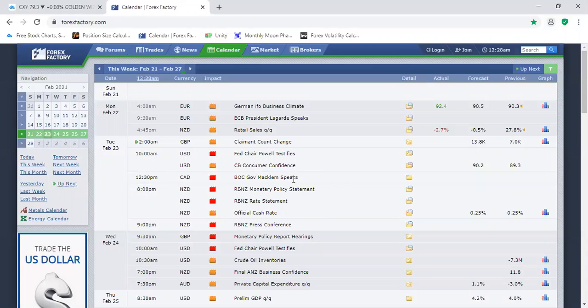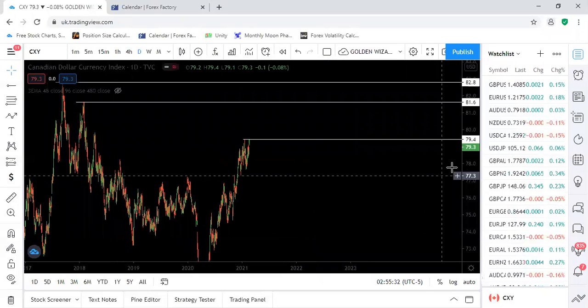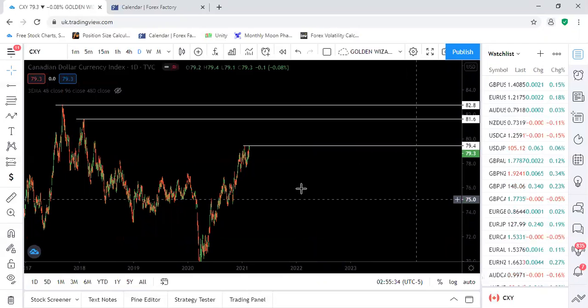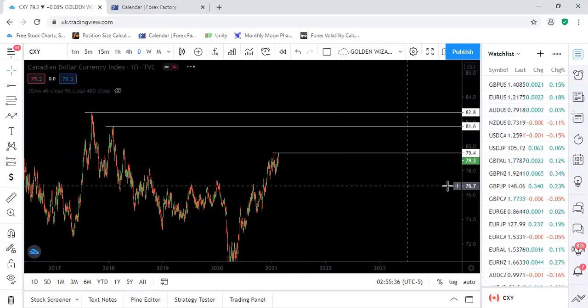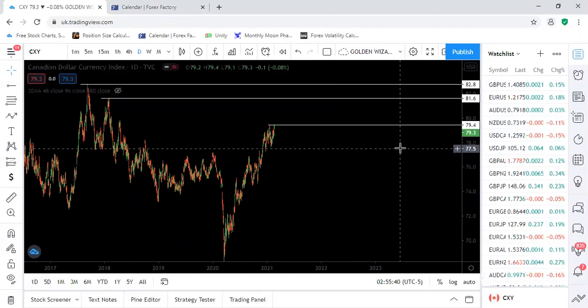There's a high impact news event on CAD. So I'm going to take a look at the chart and see if there's anything that I can anticipate for New York with regards to movement on CAD. So let's try to be quick with this one. I'm looking at the CAD index on the daily chart. So I see clear bullish momentum.